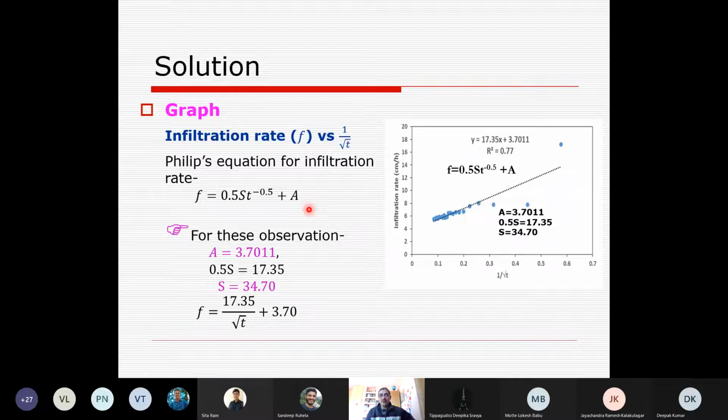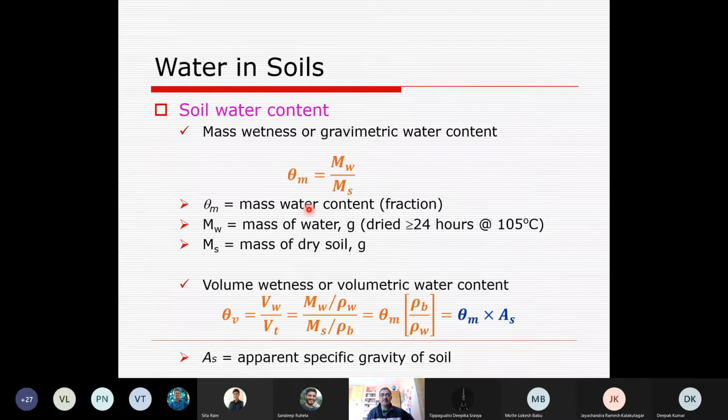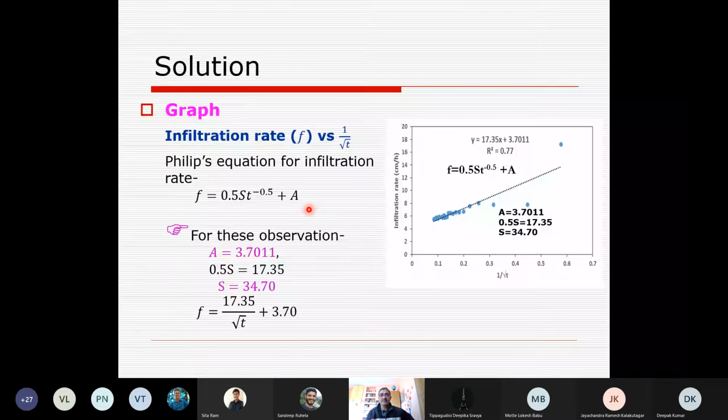Now, this is an empirical relation. Infiltration is in centimeters per hour and T is usually in minutes in all these relations. Is it okay now? Yes, sir. Okay. Any other question related to infiltration?